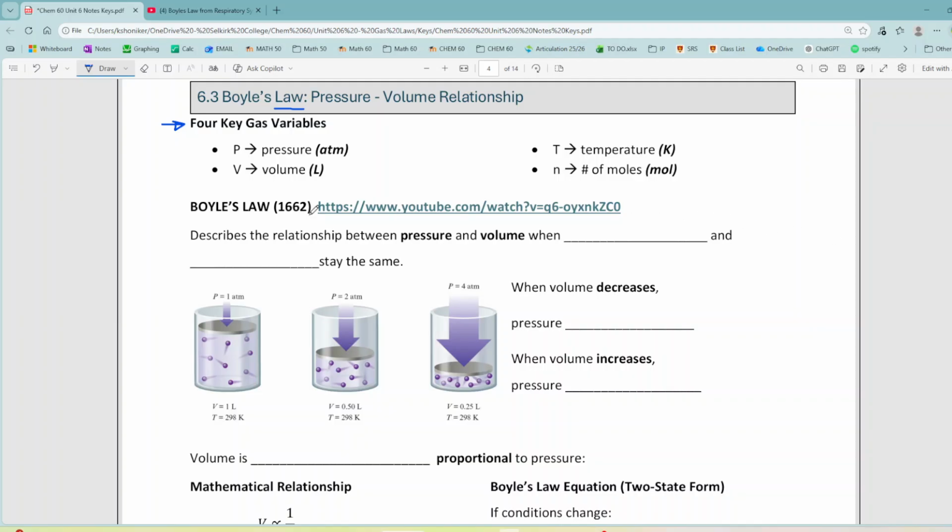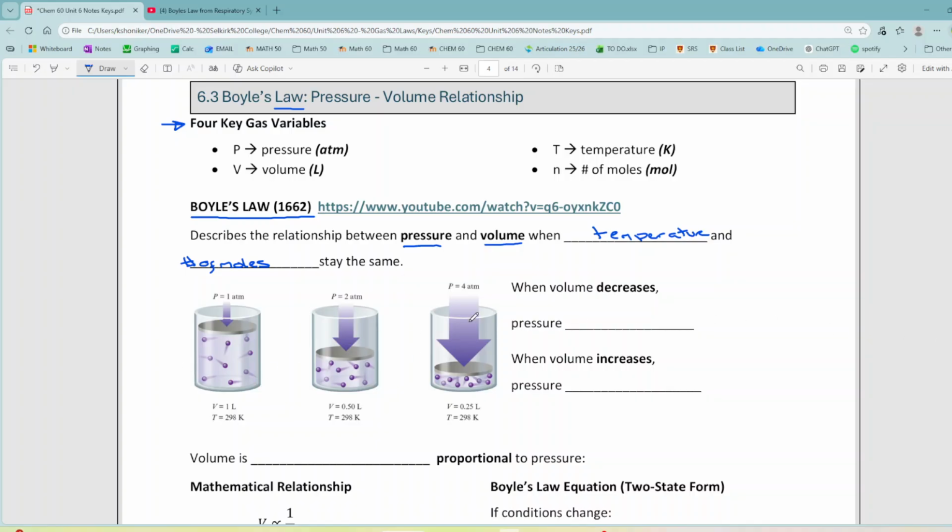So what happens is that we've got these people who were experimenting to develop theories around how gases behave. And so the first relationship that was examined was the relationship between pressure and volume. So out of these 4 key variables, they were examining pressure and volume. So they made sure that temperature and number of moles stayed the same. So they kept 2 variables constant, and then they looked at the relationship between the other 2.